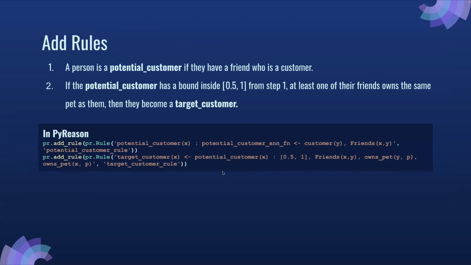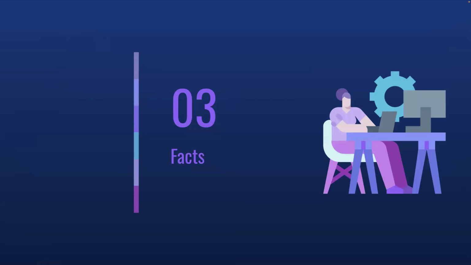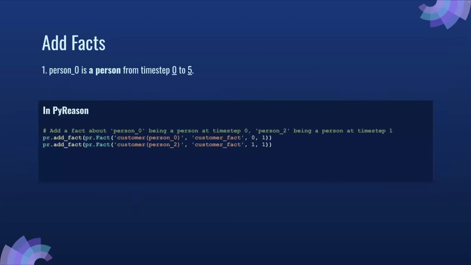So next, let's talk about facts. Facts in PyReason are statements that store information in the graph. It's a basic unit of knowledge. As you can see here, it initializes some form of knowledge. We add two facts in this example, one of which initializes person 0 to be a customer at time step 0, so immediately, and then person 2 is a customer at time step 1. These initialize pieces of information in the graph.